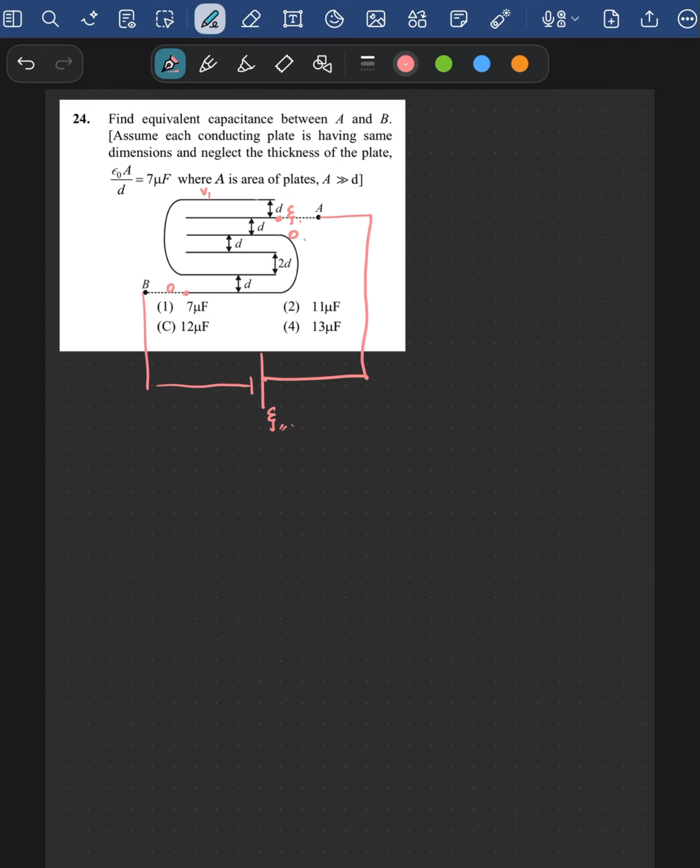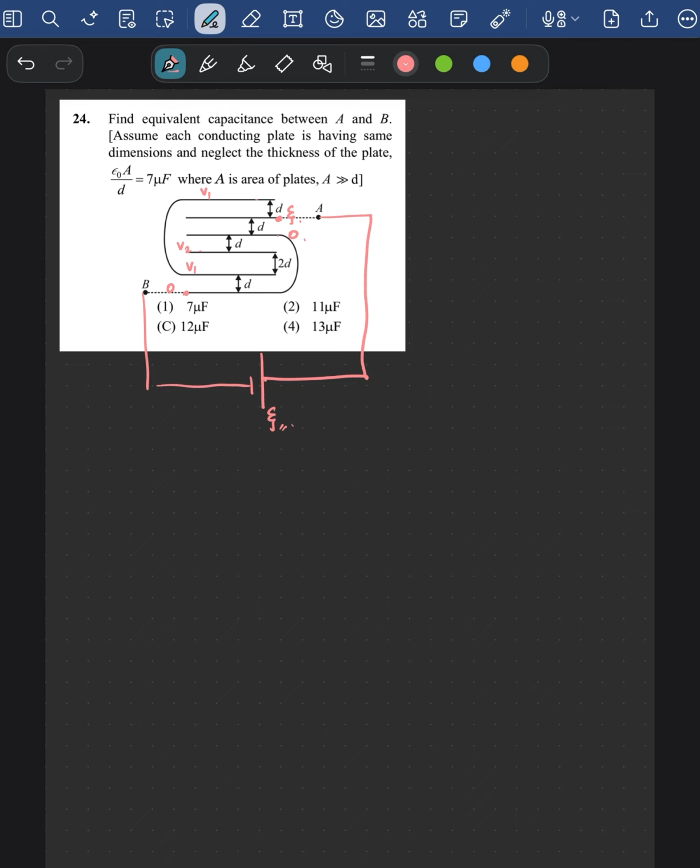If this plate has a potential V1, then this plate will also have a potential V1, because again they are connected. Charge transfer will happen, they'll attain electrostatic condition, and when they attain electrostatic condition, their potentials must be equal. Once again this is a new potential, so let this new potential be V2. So now I've assigned potential to all the plates. Now let me draw an equivalent circuit diagram.